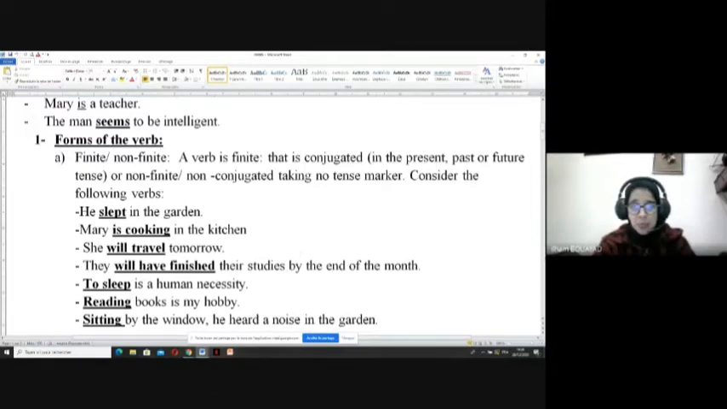Like, for example, here, slept. Here, slept is a finite past time. Okay, and here, to sleep is a human necessity. Here we have an infinitive. An infinitive is non-finite, which means it's not conjugated. It doesn't indicate any particular time, whether it's present or future or past.